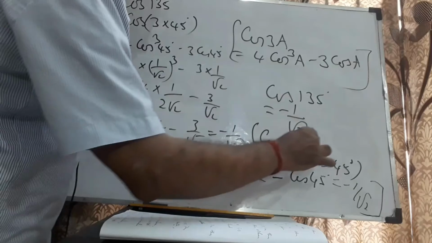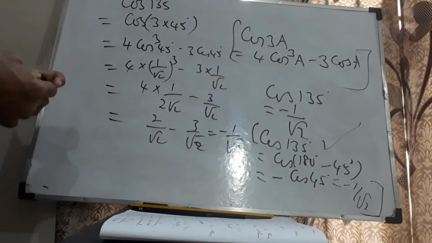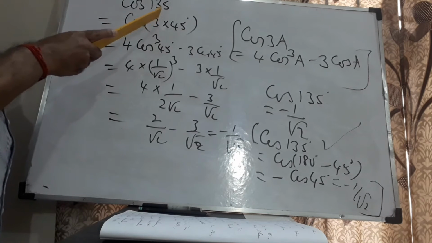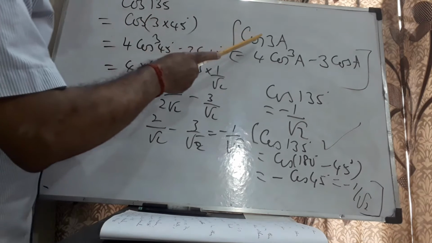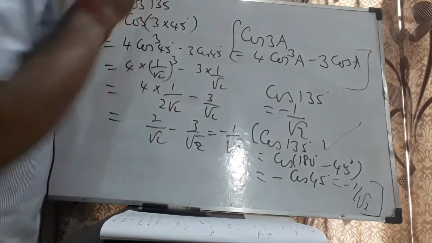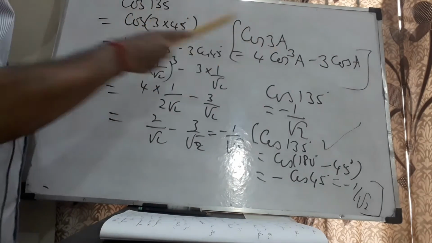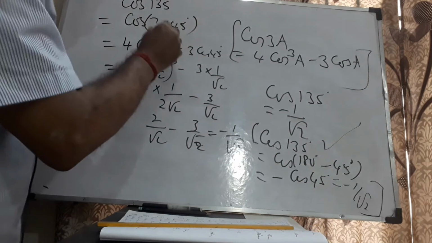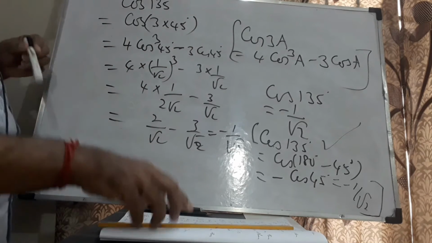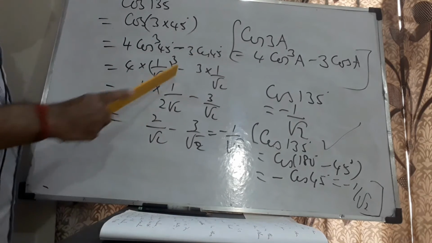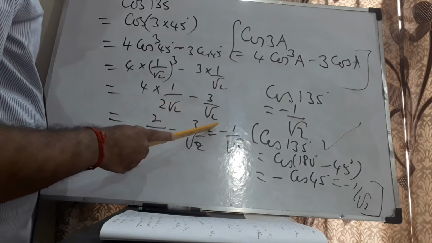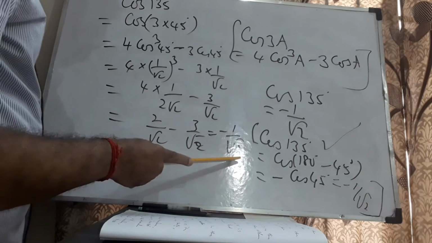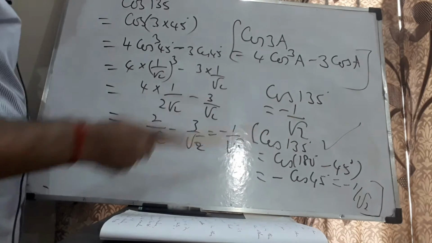This is only a verification. I repeat, cos 135 degrees can be written as cos of 3 into 45 degrees. Just use the formula cos 3A is 4 cos cube A minus 3 cos A. Instead of A, I have 45 degrees here: 4 cos cube 45 degrees minus 3 cos 45 degrees. Now 4 into 1 by root 2 the whole cube minus 3 into 1 by root 2. 4 into 1 by 2 root 2 minus 3 by root 2. 4 by 2 is 2. 2 by root 2 minus 3 by root 2 becomes minus 1 by root 2. Now cos 135 degrees becomes minus 1 by root 2.